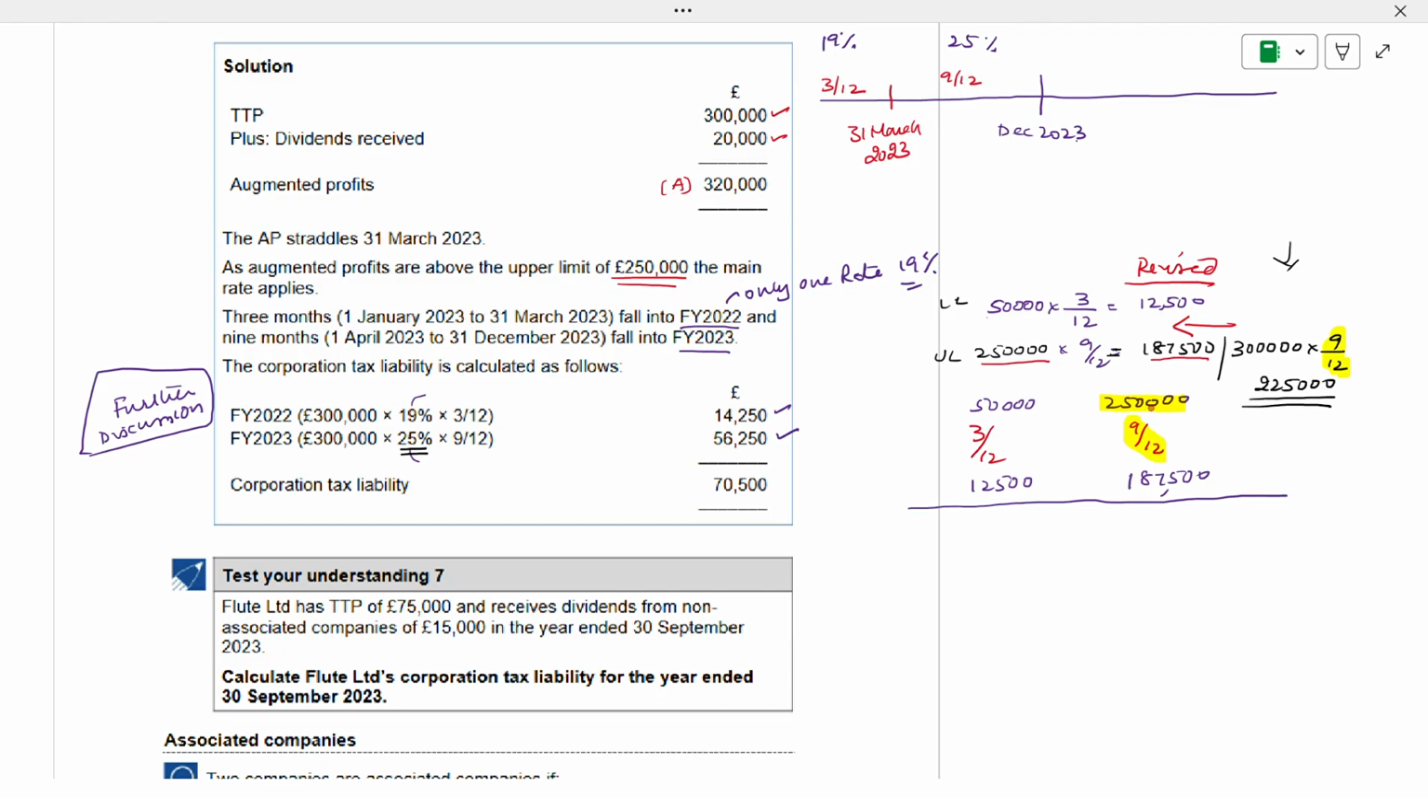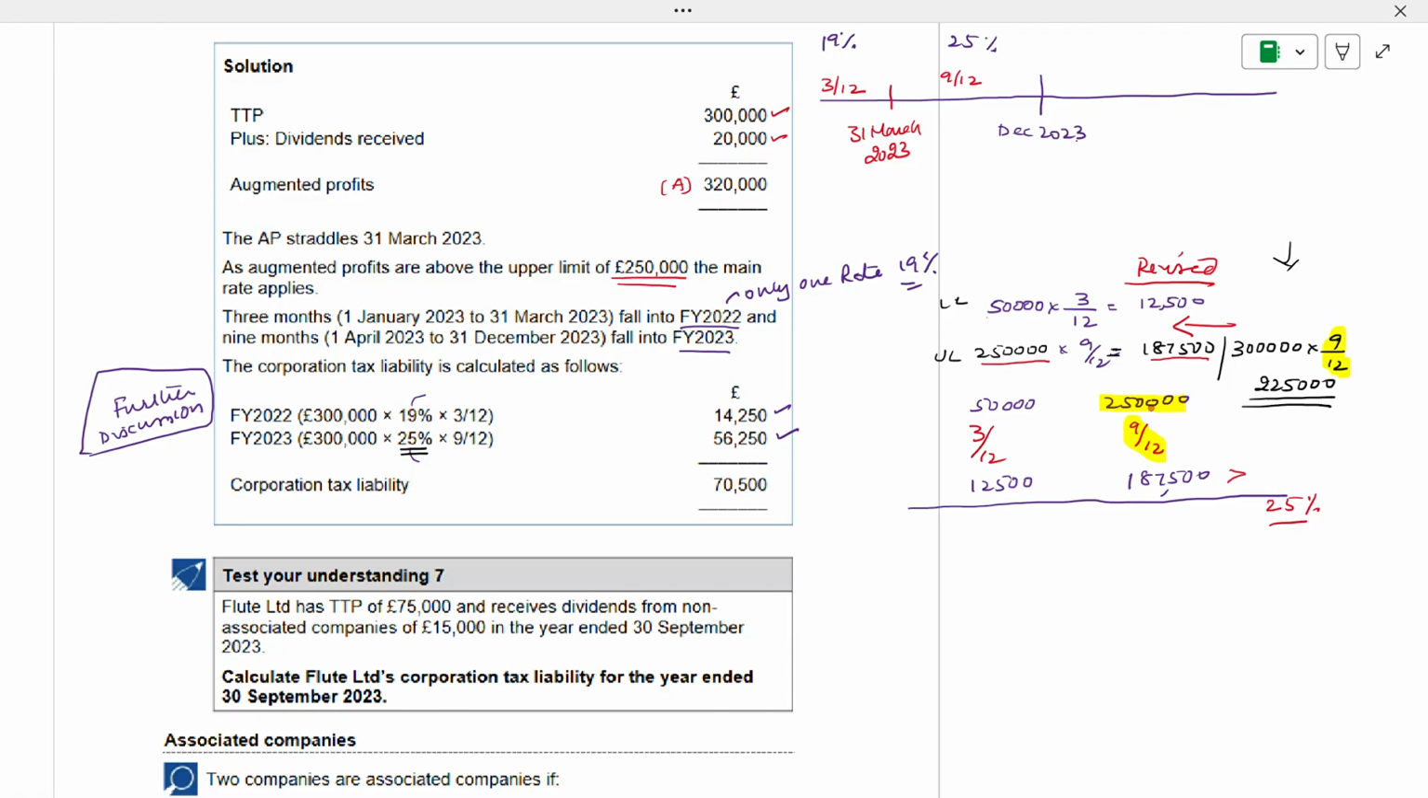Yes, sir. Very simple, very straightforward. You are taking 9 by 12 of 300,000, which is 225,000. Here you have to take 9 by 12 of 250,000, which is 187,500. If it is taking 2 years, this condition applies. We are revising 250,000 for 9 by 12, so it is 187,500. Now, the profit is going to be more than the upper limit.